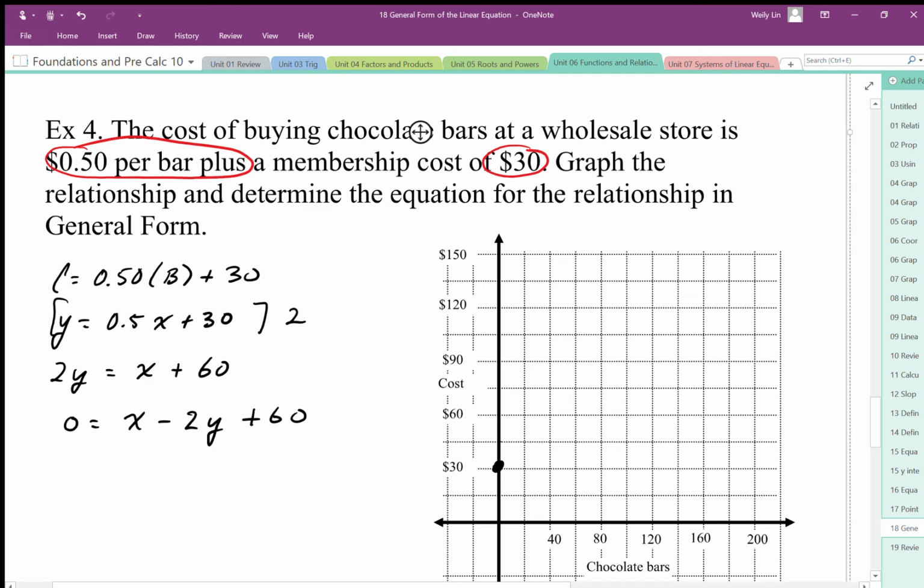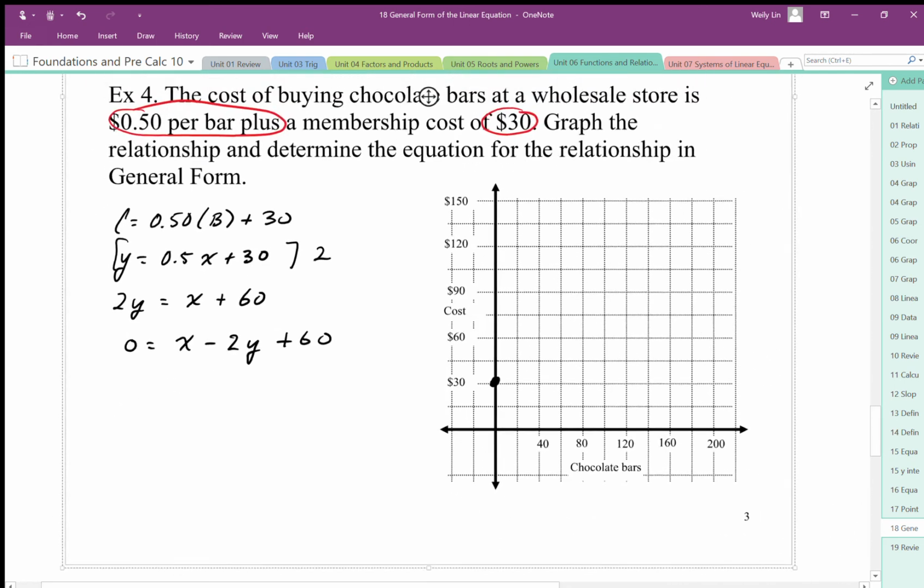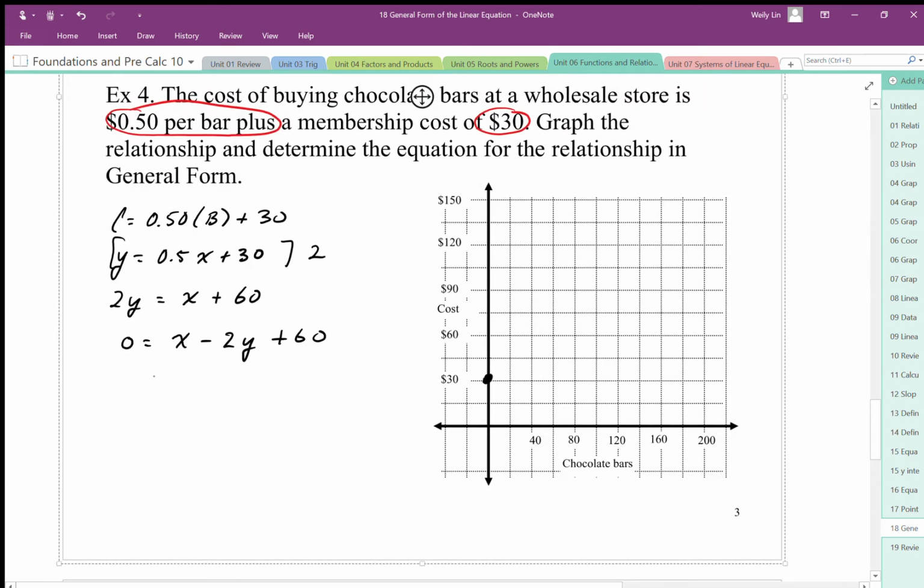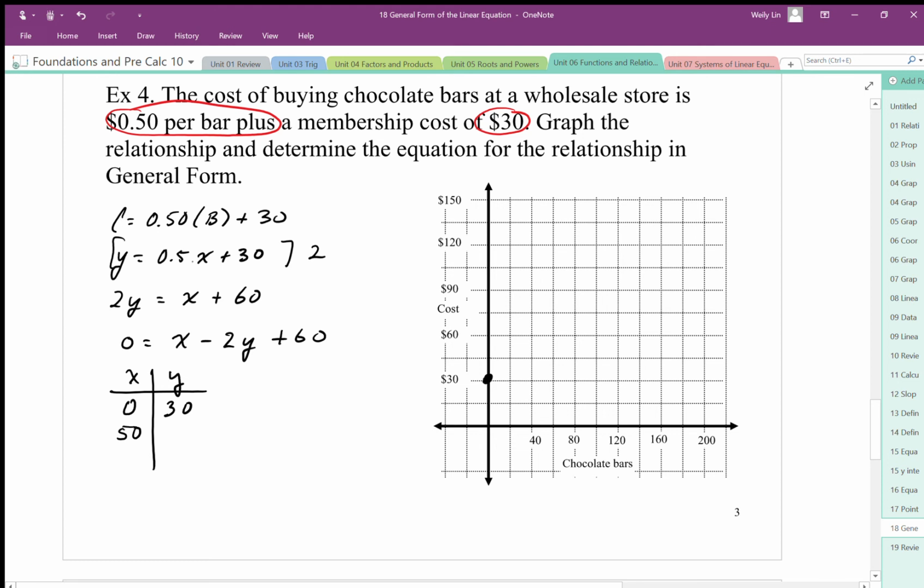Actually, I'm going to make a table of values. Let's do that just to make sure that we know exactly what we're graphing. So 0 bars, $30. Okay, we're going to put in, what did we say, 50 bars. We're going to end up with $25 plus the original $30 charge, so that's going to be $55. So at 50 bars, we're going to end up with somewhere around here.